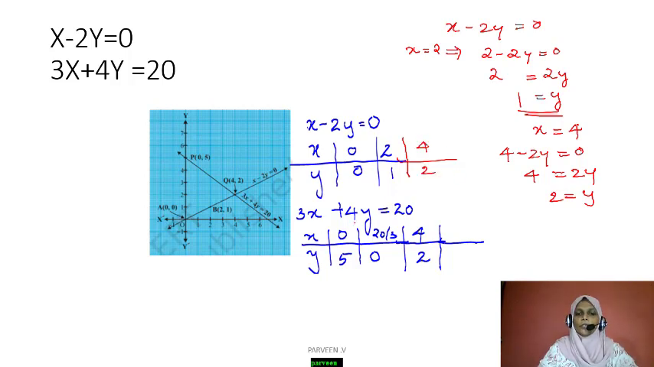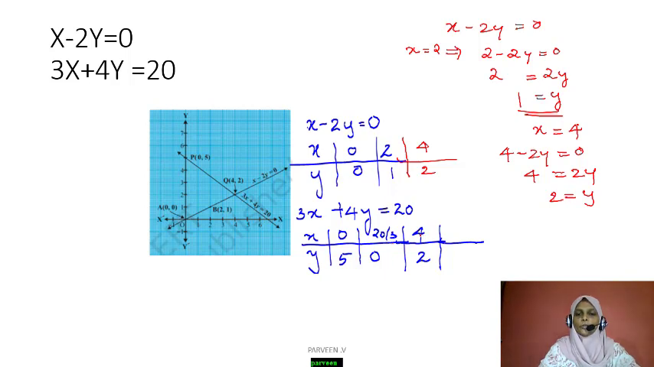Second equation, 3x plus 4y equal to 20. Always try zeros first. So I've put variable x as 0. So this cancels off, becomes 0. 0 plus 4y is 20. So y is equal to 20 by 4. So it is 5. 0, 5. When I take y as 0, here I get a fraction, 20 by 3. Difficult to plot, but still the solution holds. So you can keep it in the table.